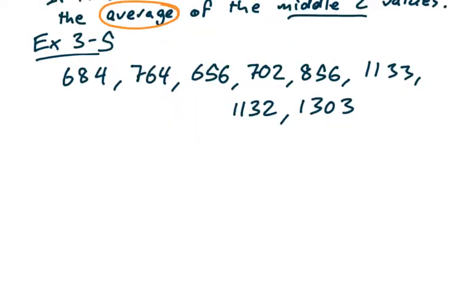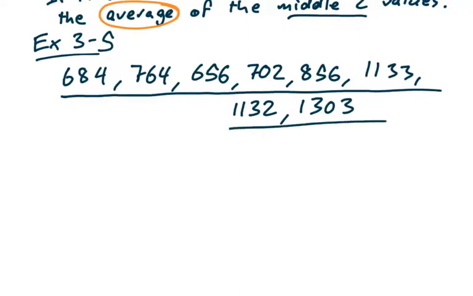Okay, so we're going to jump to example 3-5, the number of tornadoes that have occurred in the United States over an 8-year period is as follows. Find the median. Okay, so here we have the data listed out, 684, 764, and so on and so forth, all of these data. And so the first thing that we're going to have to do is to rearrange it so that they're in order from lowest up to highest.